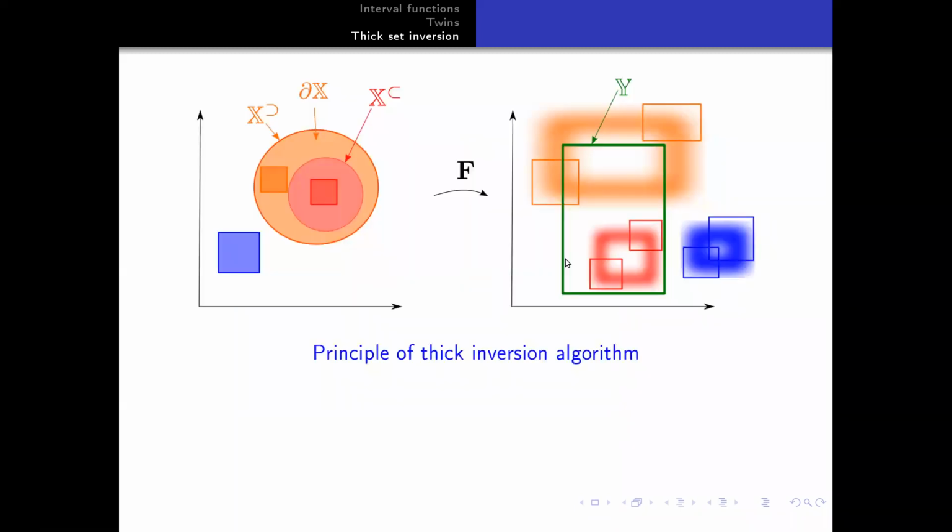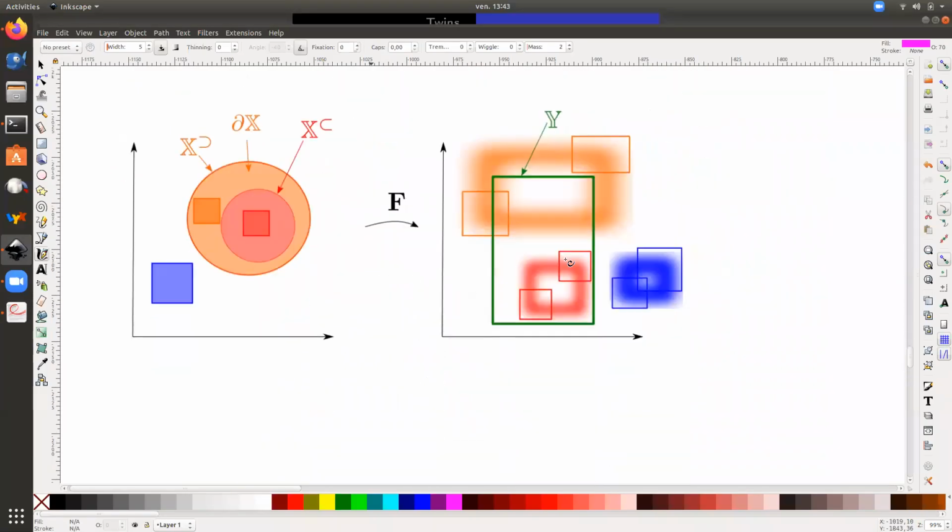Okay, so now I can explain the main algorithm we'll use here. It is what we call thick set inversion. If I take the red box here and apply F, thanks to classical interval arithmetic, I will be able to compute this one and this one, and I will be able to show that all points here are inside Y. It will be the same for the outside.